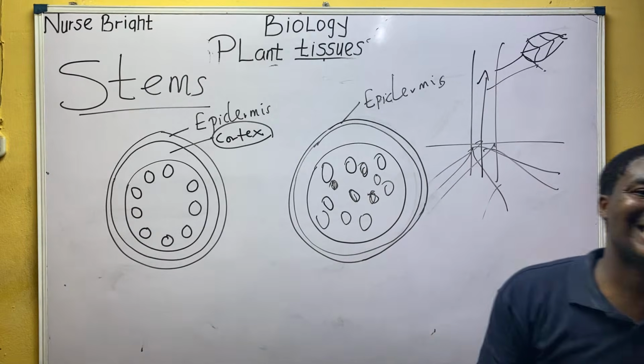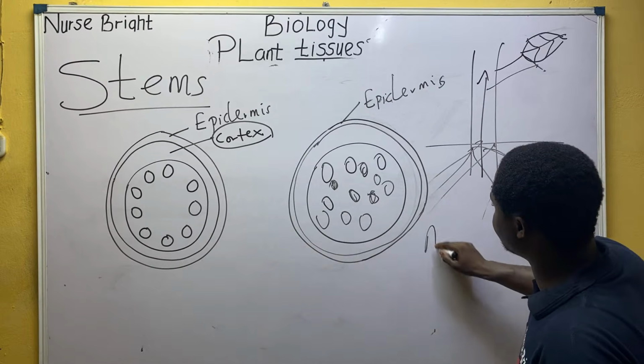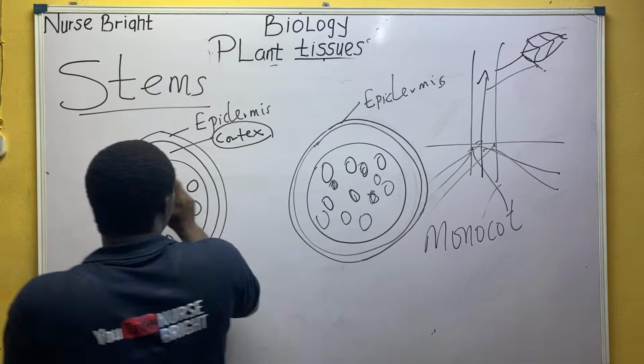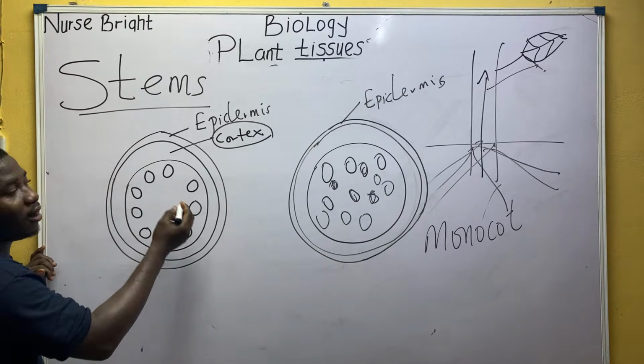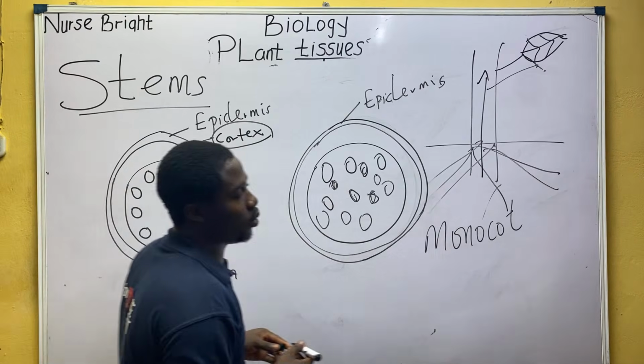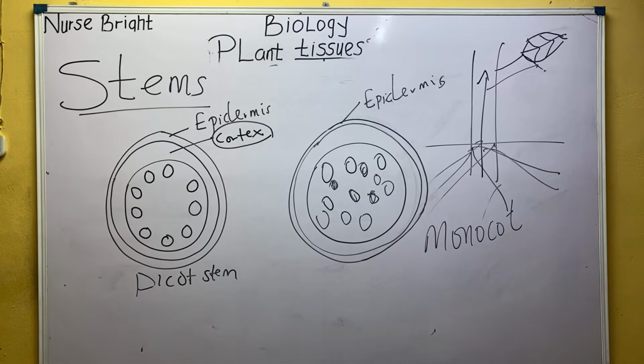So the one that has scattered xylem and phloem tissue is called a monocot stem. Whereas the one that has ring-like arranged xylem and phloem tissue is the dicot stem. Please note what I just said. It is very, very important.